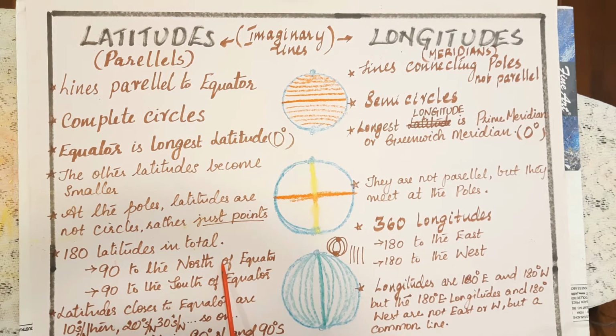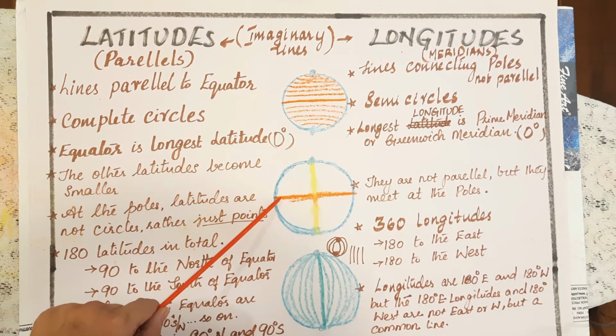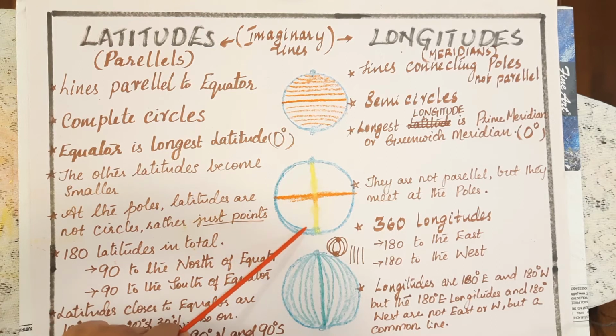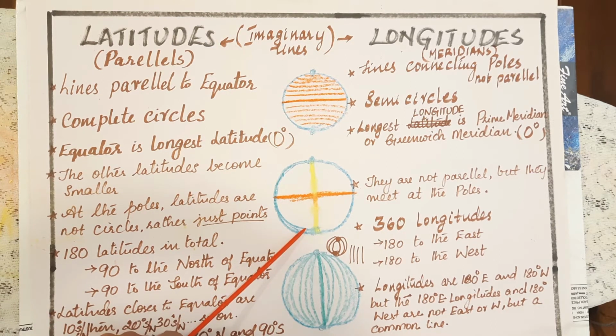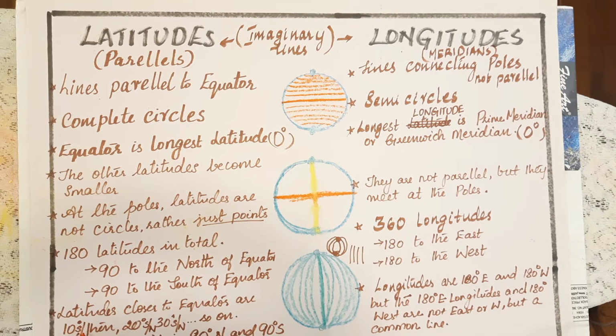Now 90 to the north of the equator, that is above the equator till the North Pole, we have 90 latitudes, and below the equator up to the South Pole we have another 90 latitudes. So they make 180 in total. Now latitudes closer to the equator are 10 degrees south or north, then 20 degrees south or north, then 30 degrees south or north, and so on.